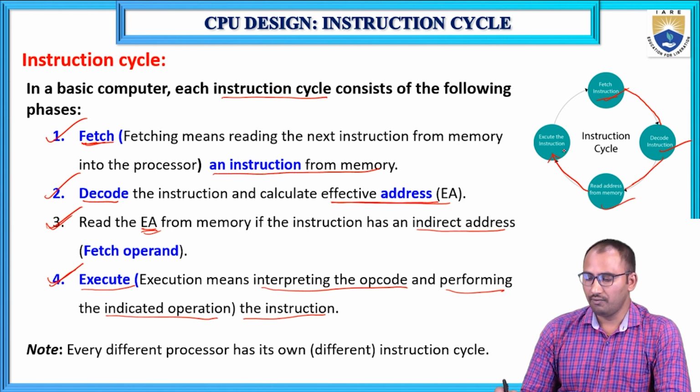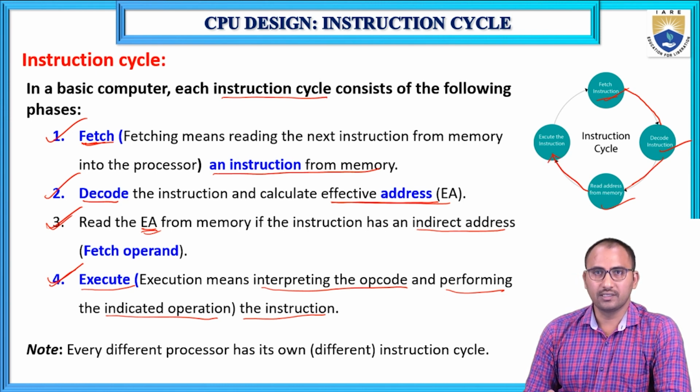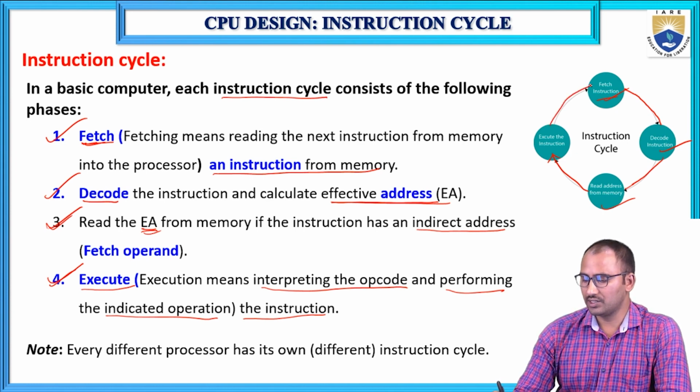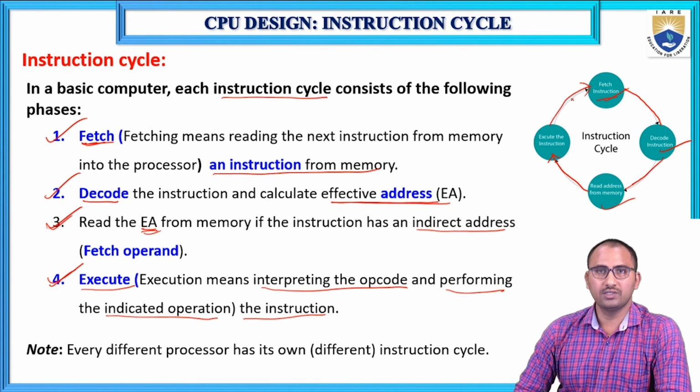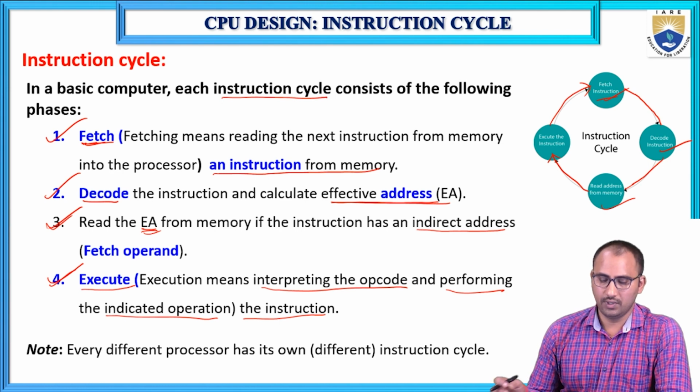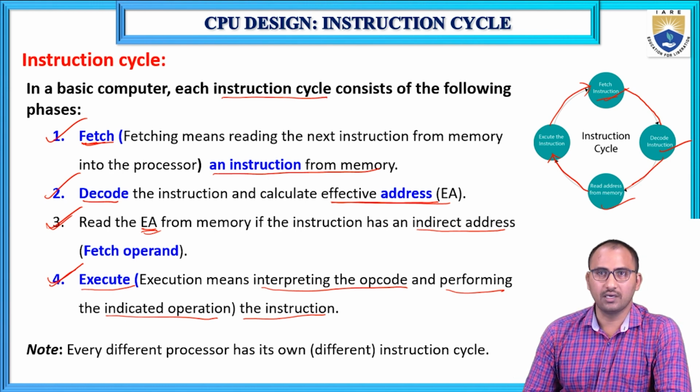Okay, so whenever one cycle is completed, meaning all these four phases, then the next instruction will be fetched from the memory. So again, the next instruction will be fetched. In this way, all the instructions in the program get executed. So this is about the instruction cycle.